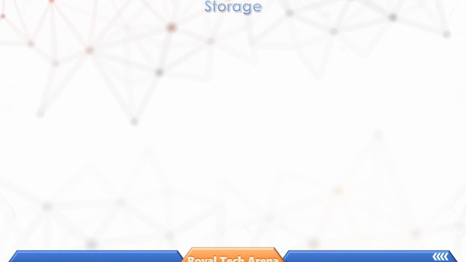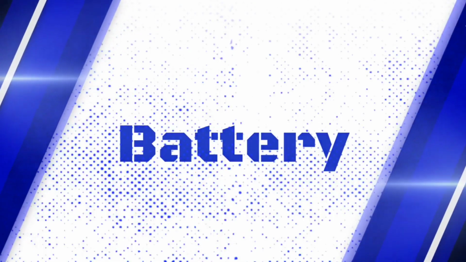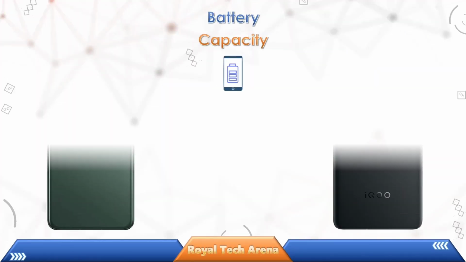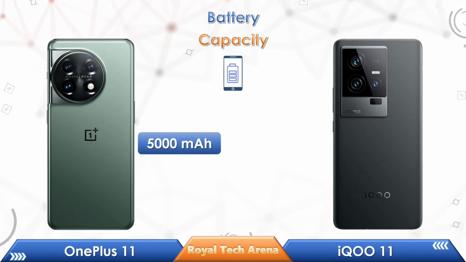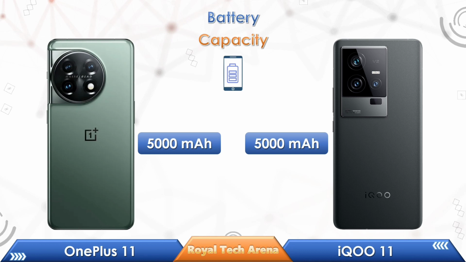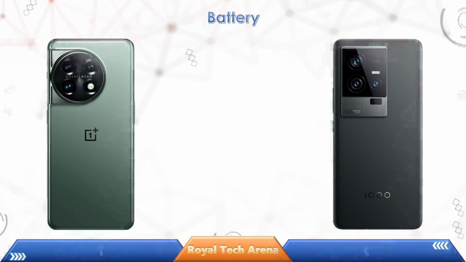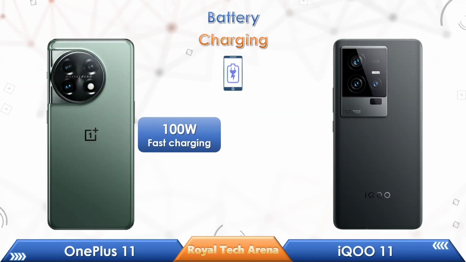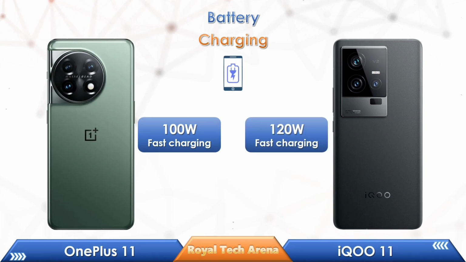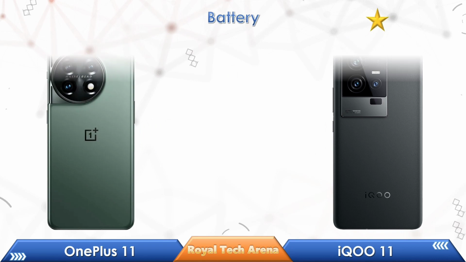Let's check out the battery between these two phones. The battery capacity in OnePlus 11 is 5000 mAh, while in the iQOO 11 it is also 5000 mAh. OnePlus 11 supports 100 watts fast charge, while the iQOO 11 supports 120 watts fast charge.